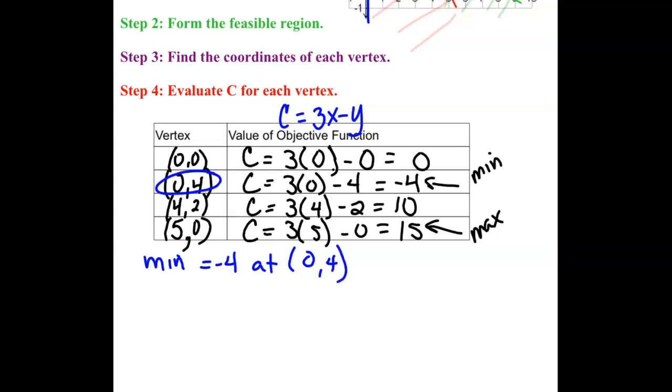Okay, that gave us a minimum. We have a maximum of 15, and that happened at coordinates 5, 0. So we are just today practicing how we actually create the feasible region, how we find the vertices, and how we evaluate the objective function. Tomorrow we will move into the whole process of looking at what all of this means and how those constraints are figured out.